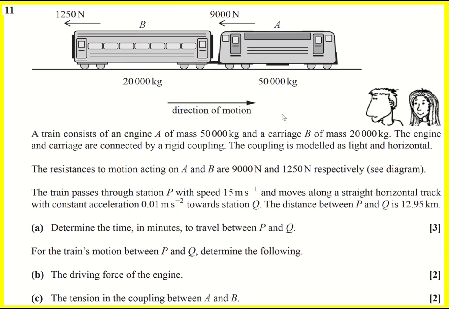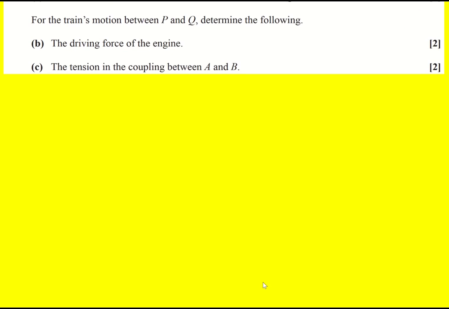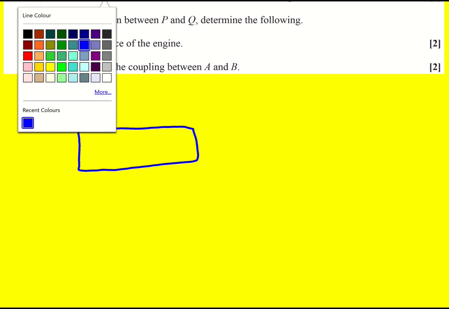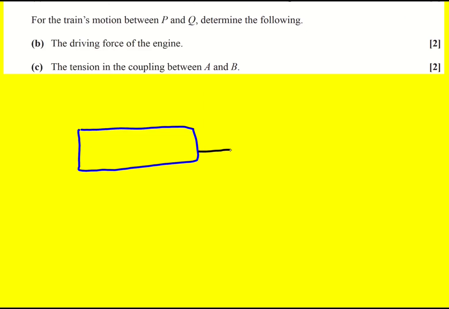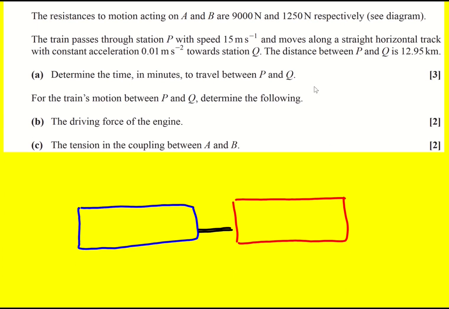In these sorts of questions, a good shout is to get your own diagram down with key information on. So I've got the first part of the train. I'm just going to draw them in different colours to identify the forces on each one of them. And then we're told the mass. I'm going to write down the weight.